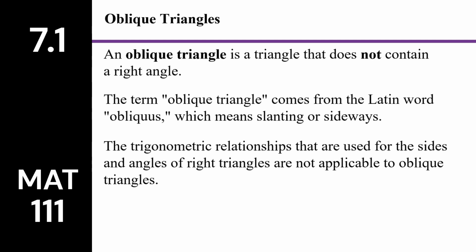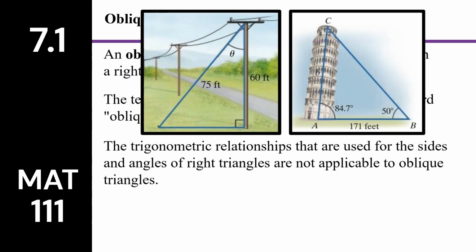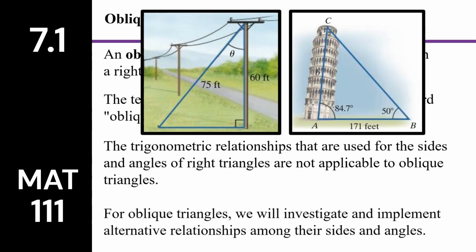The trigonometric relationships that are used for the sides and angles of right triangles are not applicable to oblique triangles. We used right triangle trig to solve a problem like this. We'll need a different approach to solve a problem like this. For oblique triangles, we'll investigate and implement alternative relationships among their sides and angles.